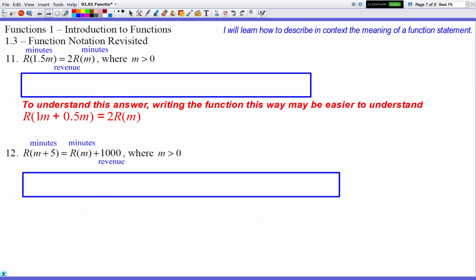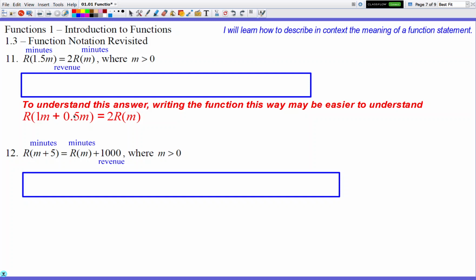All right, let's look at number 11. What do we have here? R of 1.5m equals 2 times R of m. What's basically changing is my minute value. I wrote a little bit of advice for this problem, where I broke apart the 1.5m as 1m plus 0.5m.